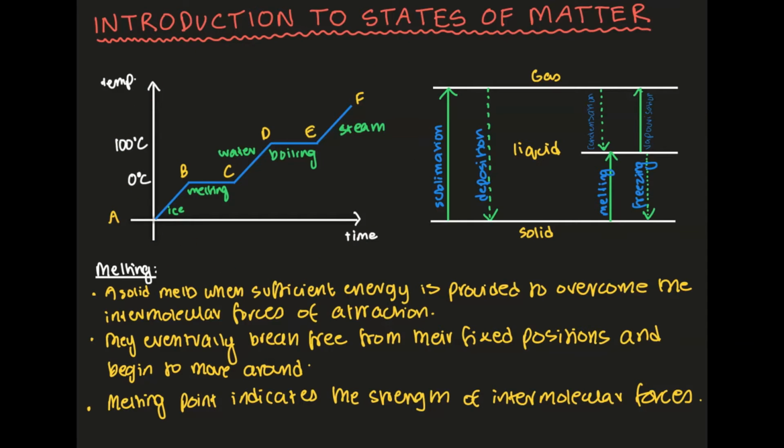Now moving on to the diagram on the right hand side. Over here, I've drawn 3 white lines to represent the different states. So you have solid, liquid, and gaseous state. Now if you are going directly from a solid to a gas, if there's no liquid state in between, this process will be called sublimation. The reverse of this process, going from a gas to a solid, is called deposition.